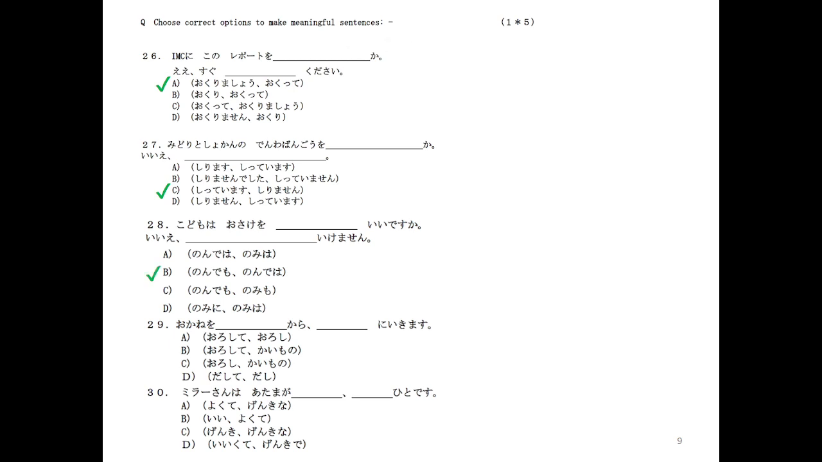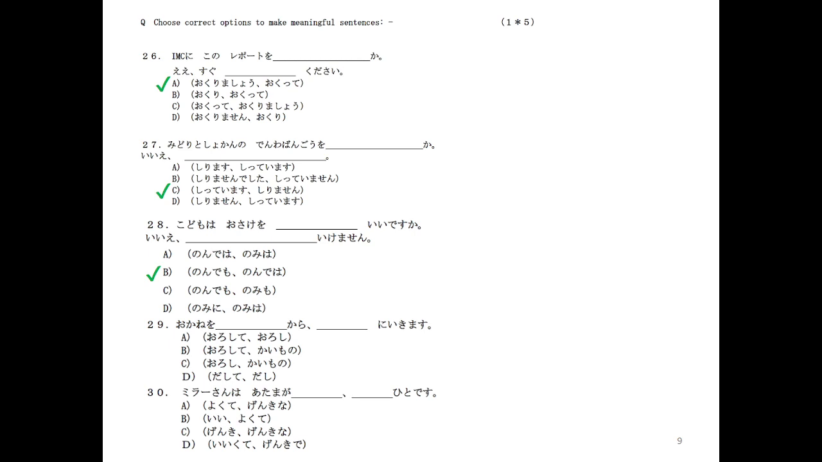Please remember the form te mo ii desu ka? Hanashite mo ii desu ka? Nonde mo ii desu ka? Tabete mo ii desu ka? It's very useful. Basically, you are asking permission. Can I speak? Can I eat? Can I drink? It's very useful even in practical life. Next, we'll go to question number 29.